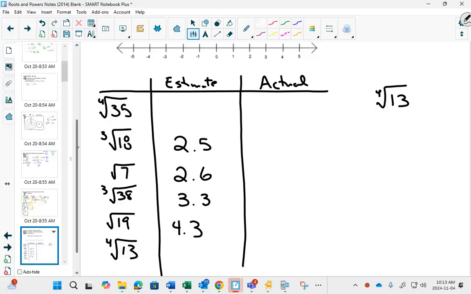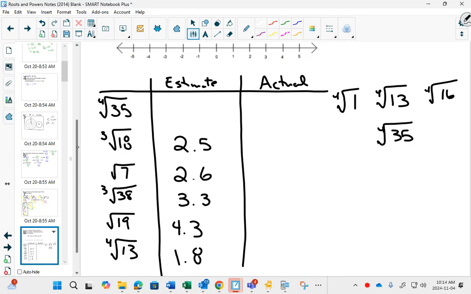1 times 1 times 1 times 1 is 1. What is 2 times 2 times 2 times 2? It's 16. So actually, we have to include the fourth root of 1, and this is going to be 1 point something. It is closer to 16 than it is to 1, so I might go 1.8, maybe 1.7. And the next fourth root that we have is 35.